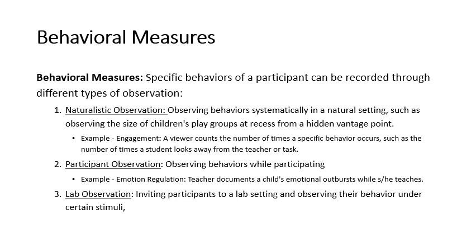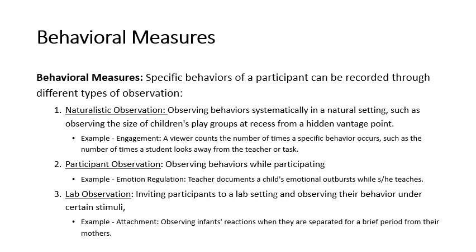Or laboratory observation. And when we say lab, we really don't mean it's necessarily like in an office with test tubes. We just mean that it's a controlled setting, that we have controlled a setting so that certain stimuli are going to be present, and then we'll observe their behavior under those stimuli. So an example is the strange situation task, which is used to measure attachment. We'll look at that more in a minute. And so we're observing infants' reactions when they're separated for a brief period from their mothers.